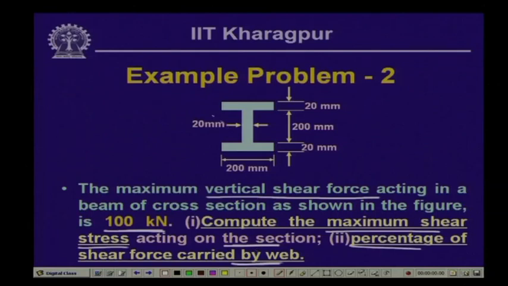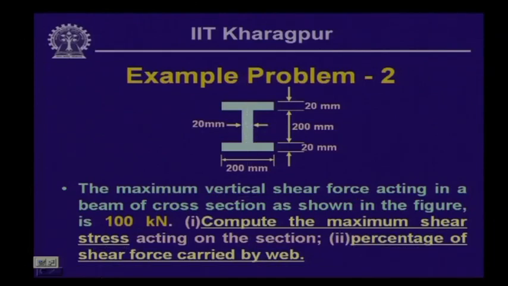Now, the cross section of this is an I section and this is a symmetrical one. So, the position of the neutral axis will divide the section into two equal halves. So, this is the position of the neutral axis. The maximum value of the shear stress, as we have seen, will be acting at the neutral axis location. So, we have to compute that value of the maximum shearing stress first.